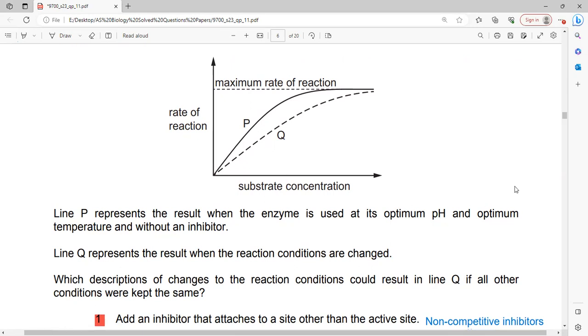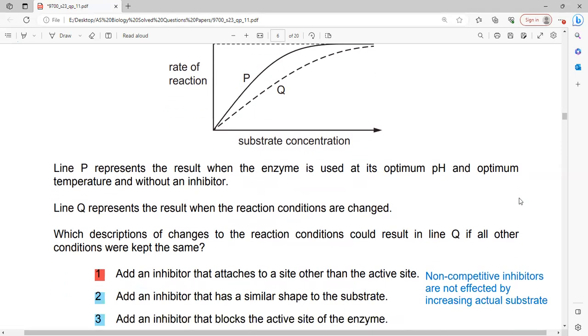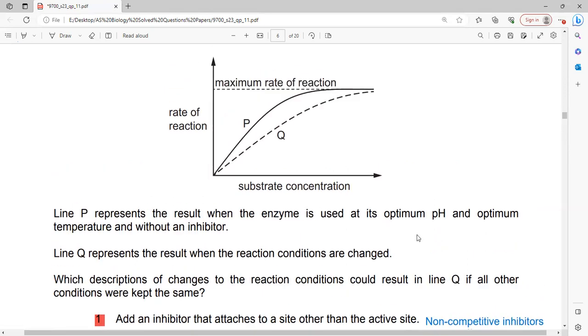When we see this type of reaction, initially it is the same, and if you increase the substrate concentration, in the end it reaches its normal condition. So this is our competitive enzyme inhibitor behavior. The non-competitive enzyme inhibitor is not affected by the substrate concentration. So the non-competitive enzyme inhibitor is a wrong option. Why? Because it is not affected by substrate concentration.